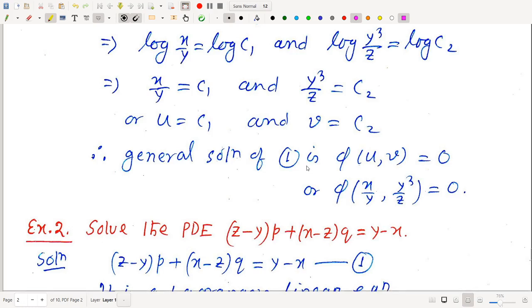Here u is x by y, b is y cube by z. Therefore the general solution of the given PDE is phi of u, b equal to 0. I usually write phi of u, b equal to 0. You can write b equal to phi of u, or u equal to phi of b, or phi of x by y comma y cube by z equal to 0.